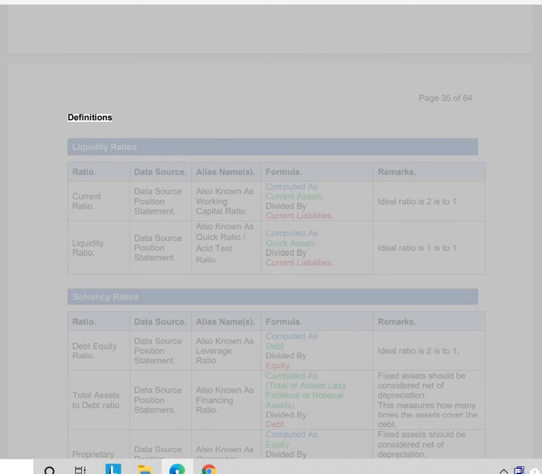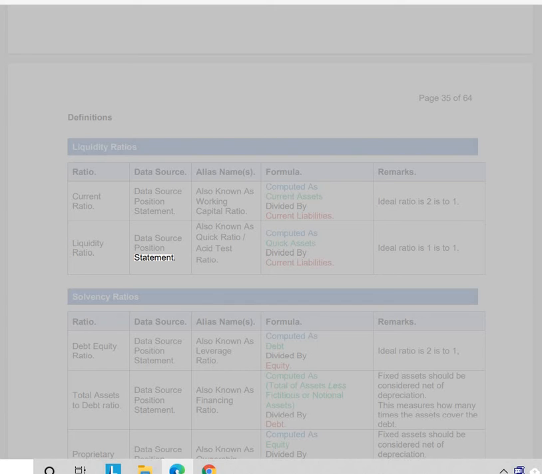Definitions. Liquidity ratios. Each ratio is described by its data source, alias names, formula and remarks. Current ratio. Data source: position statement. Also known as working capital ratio. Computed as current assets divided by current liabilities. Ideal ratio is 2:1.